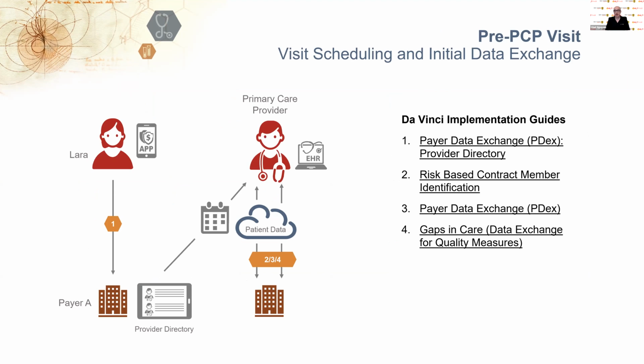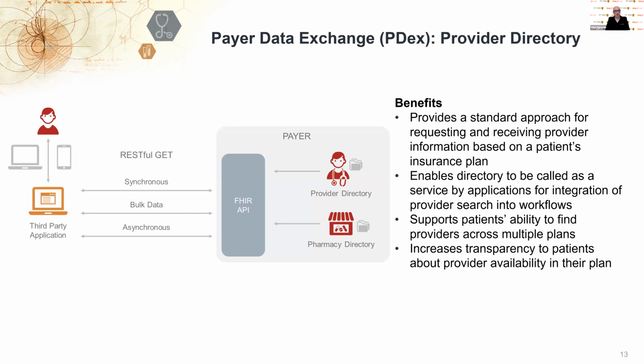So in the first set, the patient moves to the new location and they need to establish care with a new provider. One of the challenges for patients is finding a provider in their community that's on their plan. And so in this first step, we're going to show how our Da Vinci Payer Data Exchange Provider Directory, or PlanNet, supports that. And so in this example, the patient uses a third-party application. That application uses a FHIR API that is linked to the payer, and via that payer's FHIR endpoint, the patient can, based on their plan, look for providers in their area.